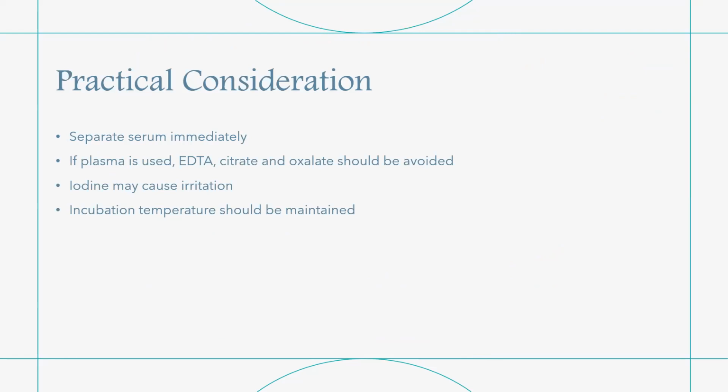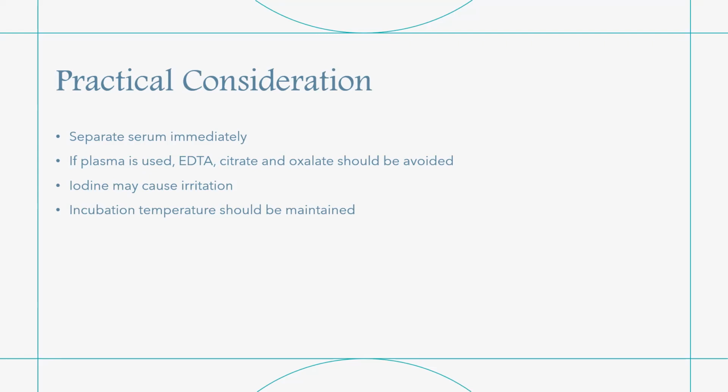Now, what are the practical considerations that you have to remember for determination of amylase? We have to separate the serum immediately. If we are going to use plasma, we have to avoid the use of EDTA, citrate and oxalate. Iodine may cause irritation, and the incubation time should be monitored.